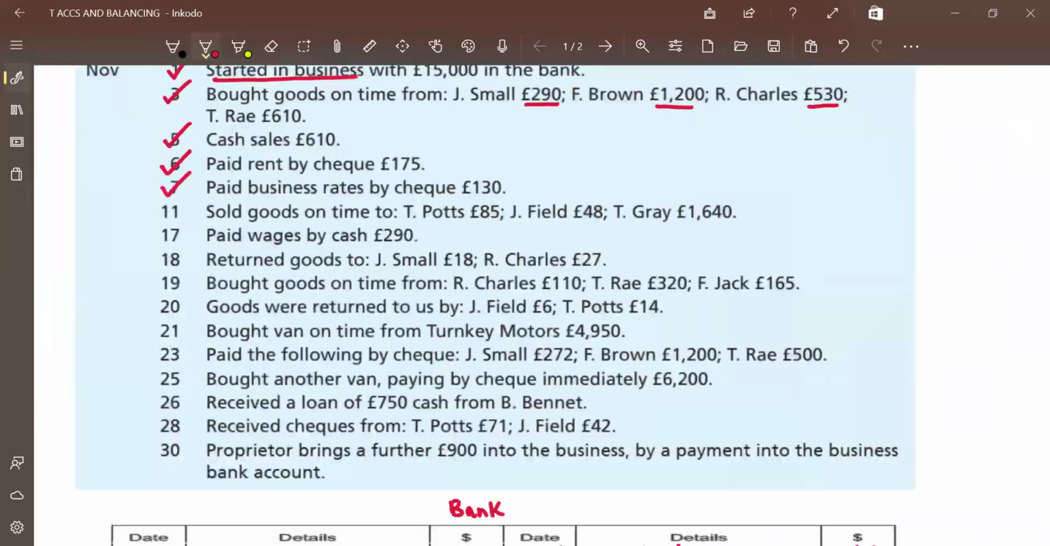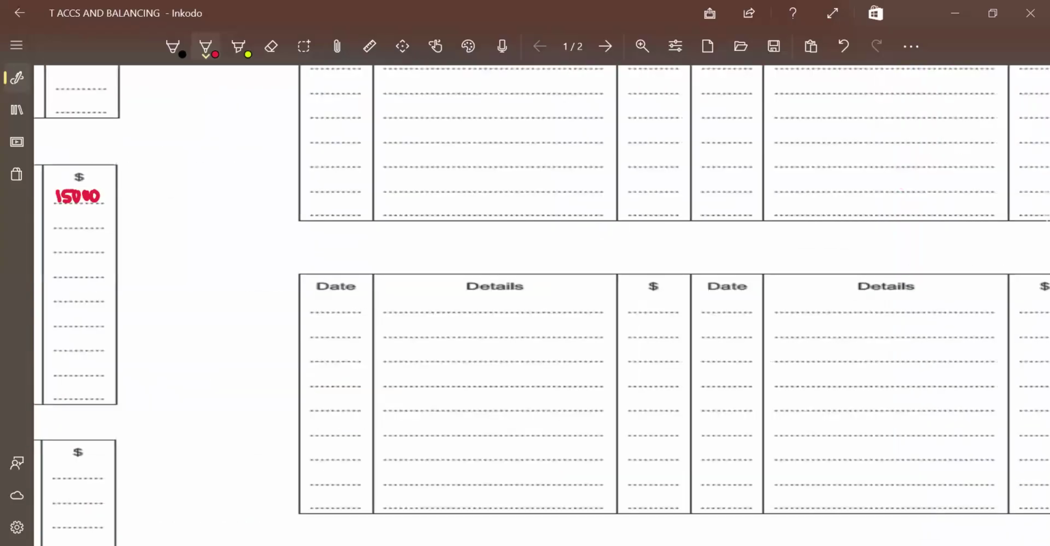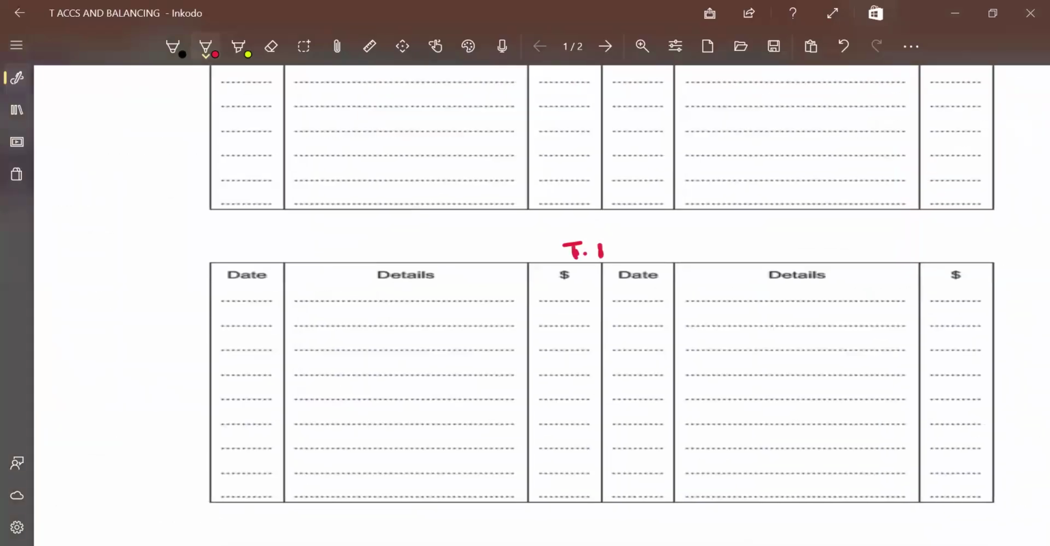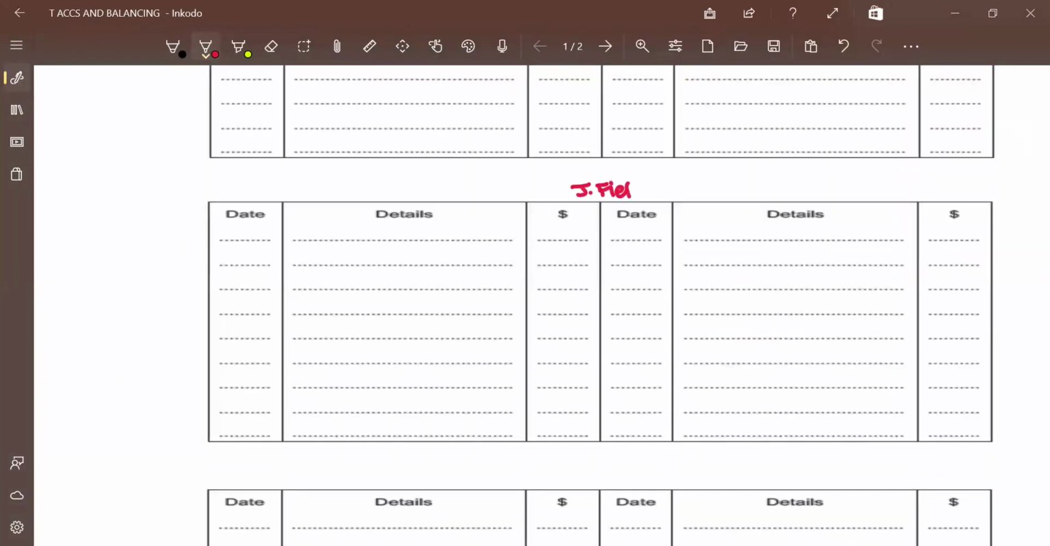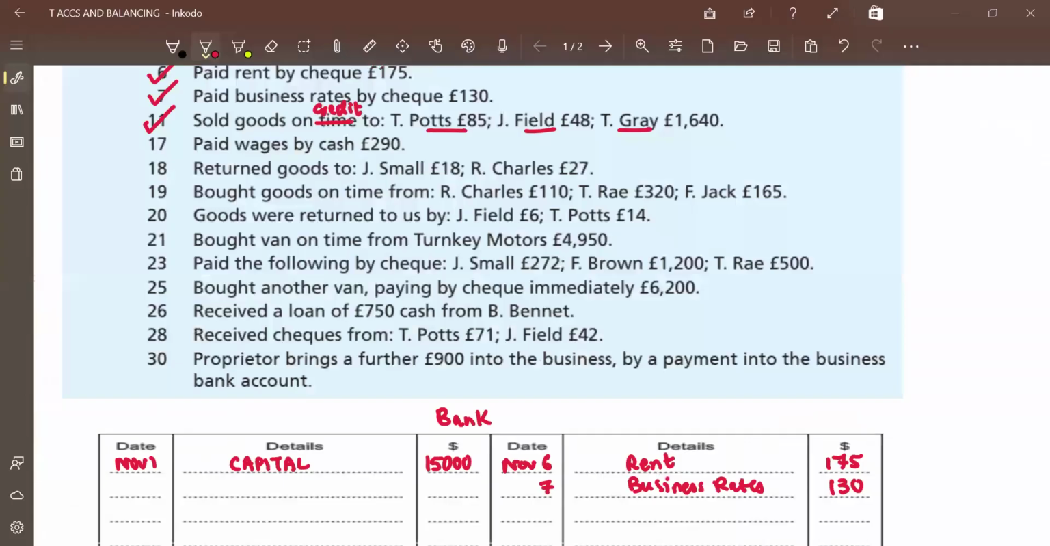Next is sold goods. So you already have the sales account. Sales are always credited. So you've sold goods on credit, that is, sold on credit to Teapots, J Field and T Gray. These are three T accounts that you have to prepare. First, we prepare these T accounts, then come back to the transactions. So Teapots, then you have J Field, and we'll have to look at the third T account, which is T Gray.